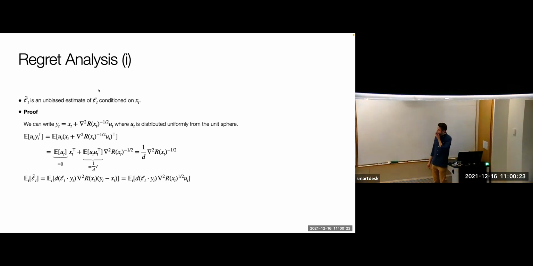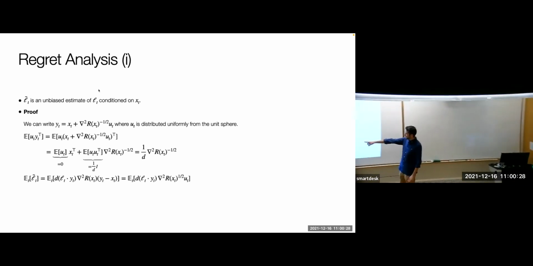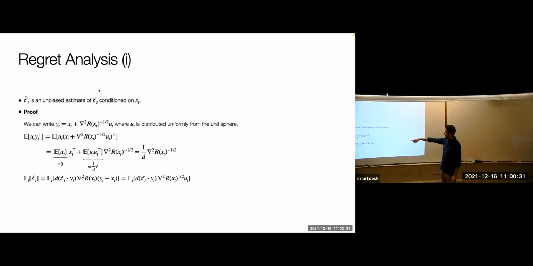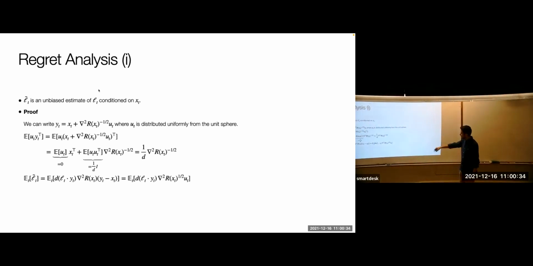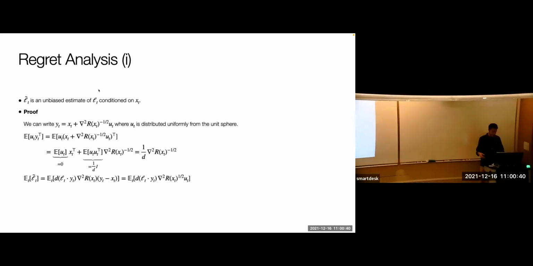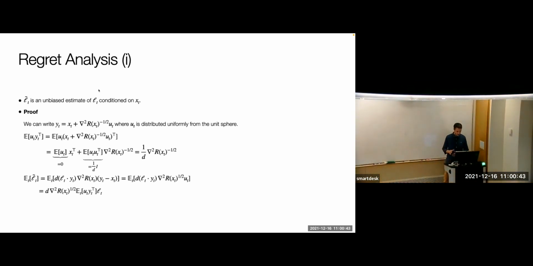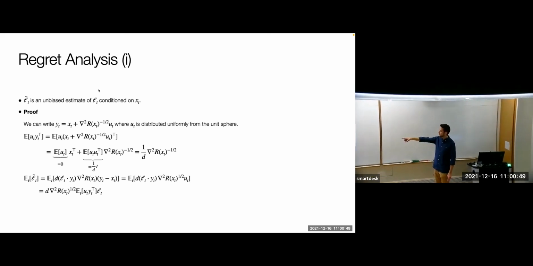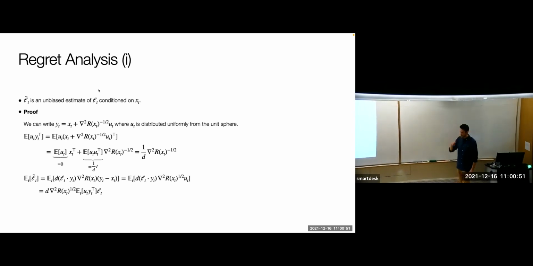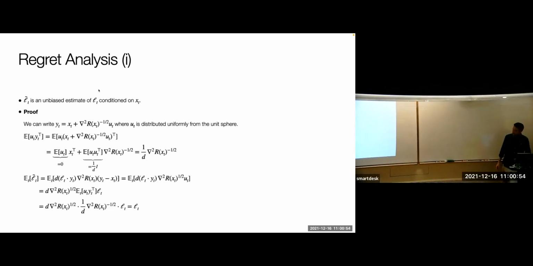Okay, so now why is the loss estimate unbiased? I write the definition of the loss estimate and replace y_t with x_t plus the Hessian to the minus half times u_t, and I get this quantity. Then I can take out of the expectation anything that's not random conditioned on the history, and I get this term. So now all I have to do is take the expectation of u y_t transpose, which we know is one over d times the Hessian to the minus half, and then d and one over d cancel out, and the Hessian cancels out, and I get l_t.